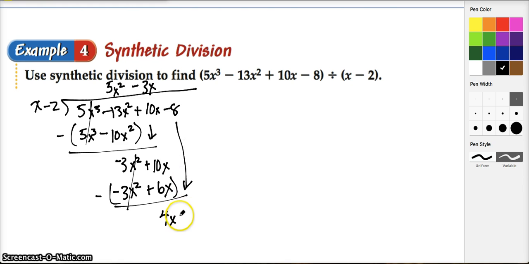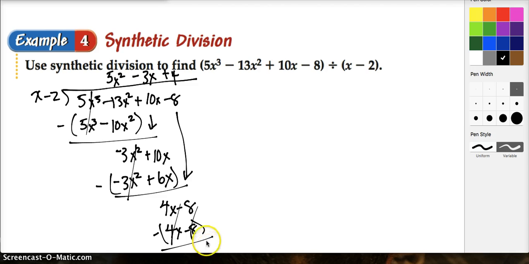Dropping the last term down, negative 8. X goes into 4x how many times? Positive 4. 4 times x minus 2 is going to give me 4x minus 8 when I multiply 4 times x and 4 times negative 2. I'm going to subtract this whole thing, and you see everything cancels out beautifully, and I have no remainder, and I get a 0 down there. That's pretty cool, right? Now, if you thought that was cool, check out what we're going to do now.